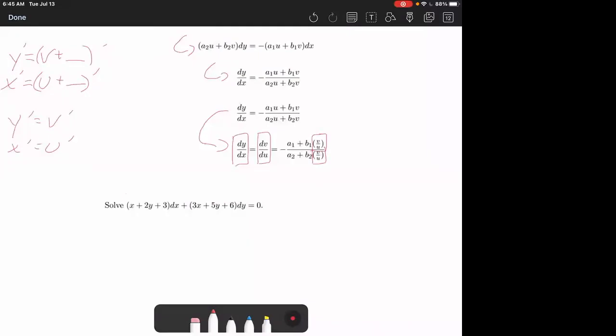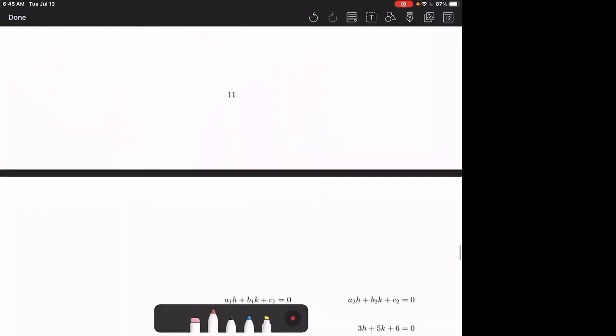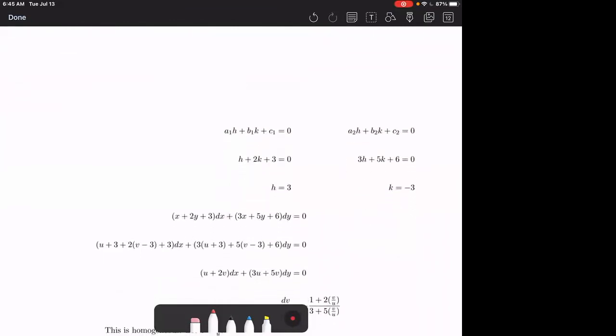We're going to solve this linear coefficients problem: (x + 2y + 3)dx + (3x + 5y + 6)dy = 0. Well, remember what we want. We want a1h plus b1k plus c1 equals 0, and we want a2h plus b2k plus c2 equals 0. So that gives us the linear equations h plus 2k plus 3 and 3h plus 5k plus 6. So let's look at these equations: h plus 2k plus 3 equals 0, and 3h plus 5k plus 6 equals 0.